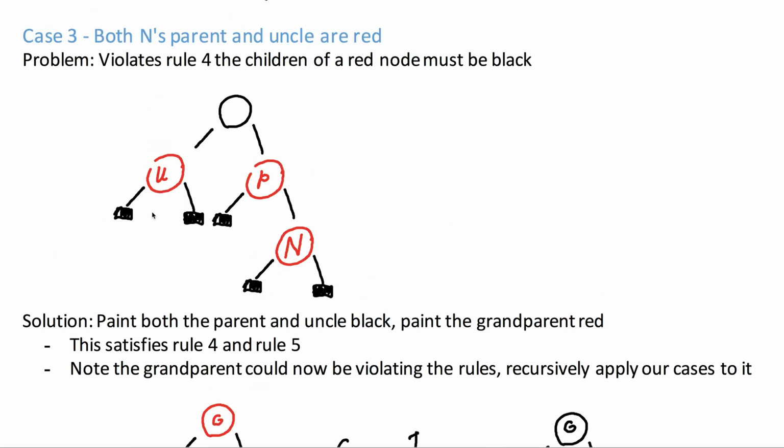So what we're going to do in this case to solve this specific instance is we will go ahead and paint both the parent and the uncle nodes black, and then we will paint the grandparent red. This is going to satisfy both rule number 4, which is that a red parent can only have black children, and also rule 5, which says we need to have the same count of black nodes, because we are adding a black node to each side of a subtree, right? So this will keep the count intact.